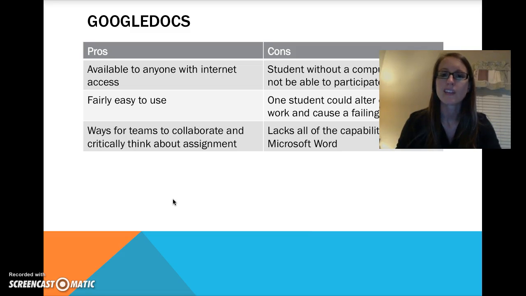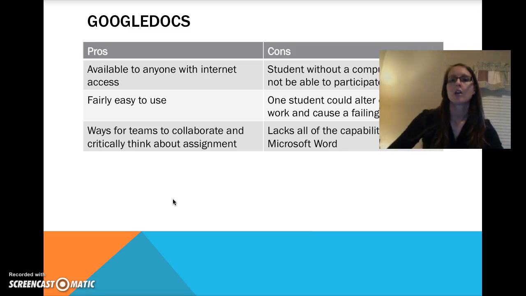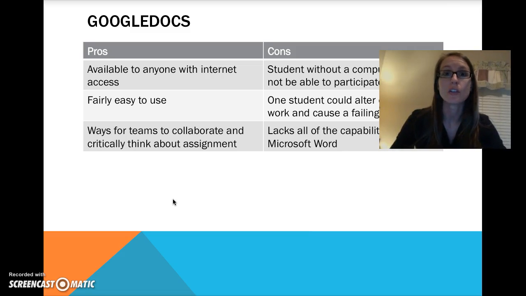And the cons, though, student without a computer wouldn't be able to participate in the activity. So most of us have computers, but not everyone. One student could also alter another classmate's work, and that could change the whole project and could give them a failing grade. So there's nothing really set in place that could prevent that. And also, it lacks all the capabilities of Microsoft Word. It doesn't have all the functions that Microsoft Word could possibly use.